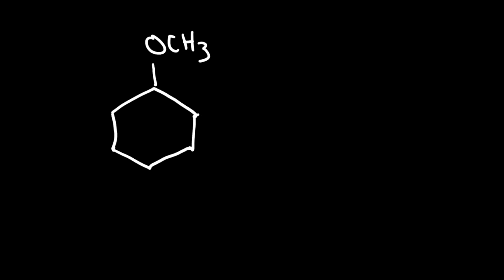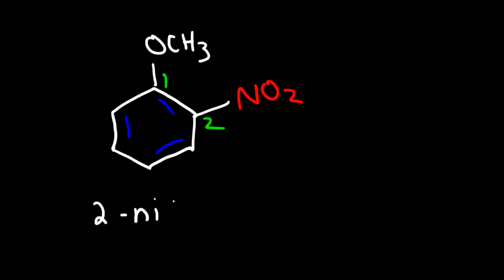Now let's try another example. So let's say we have an OCH3 group, and at the same time, we have an NO2 group. So what is the name of this aromatic compound? So the NO2 group is called nitro, and the benzene ring with an OCH3 group is called anisole. So the parent name is going to be anisole. And the nitro group is on carbon 2. So we can call this 2-nitroanisole or ortho-nitroanisole.